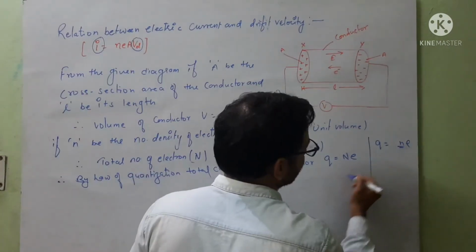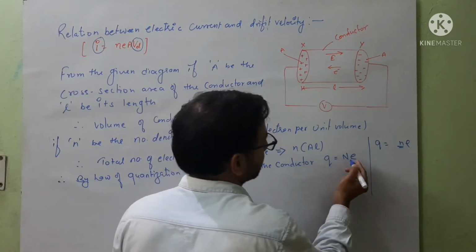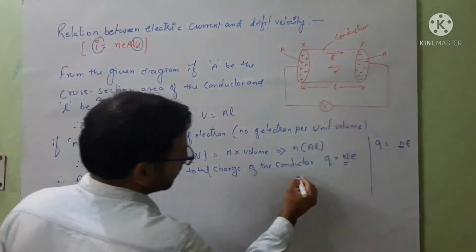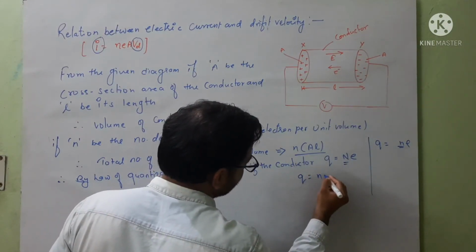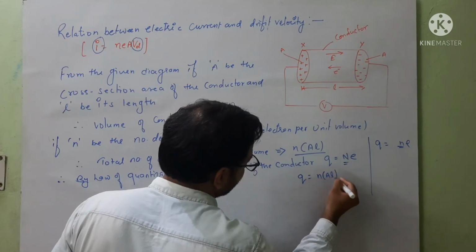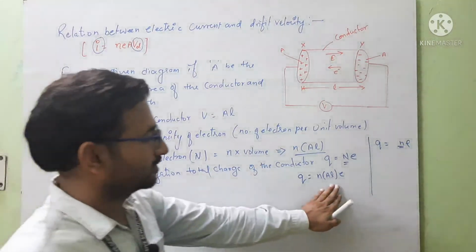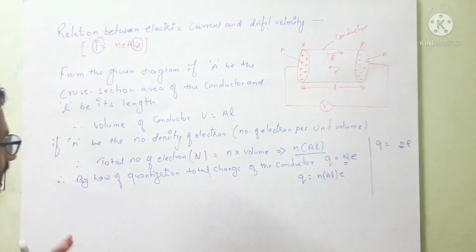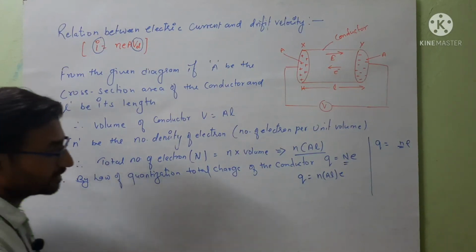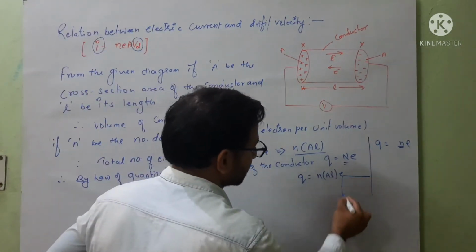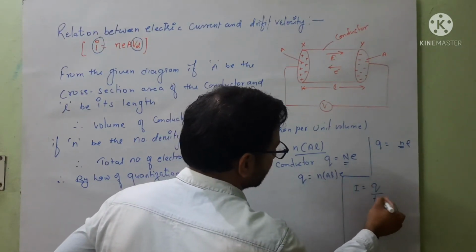Here N is the total number of electrons, I am writing this as small n times A L, so capital N equals nAL. Clear, students? So here we are writing Q is equal to nALe. Clear? This is the value of total charge. Got it? Now we are calculating current, as I said initially. Current has the simple formula Q upon t.